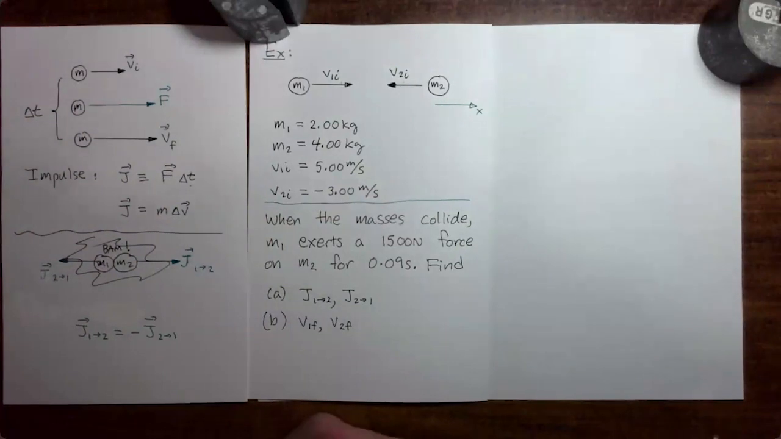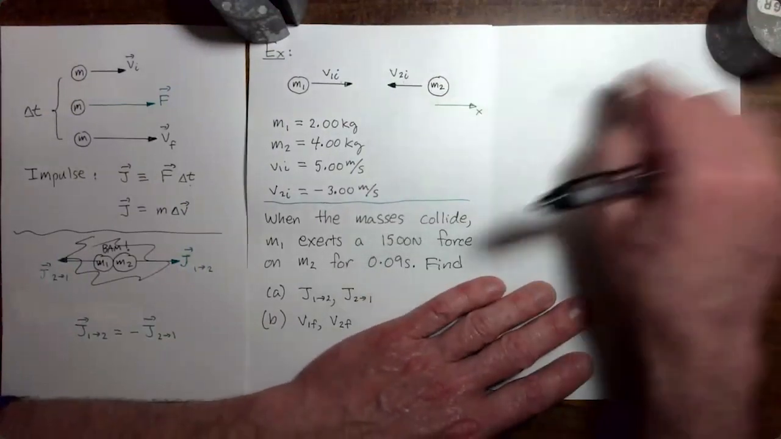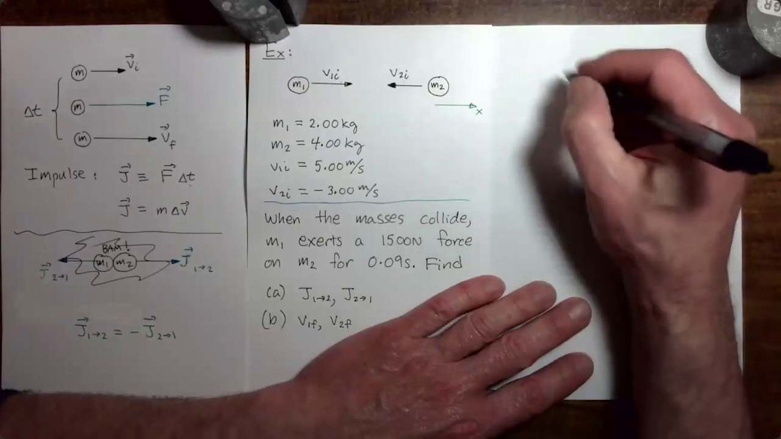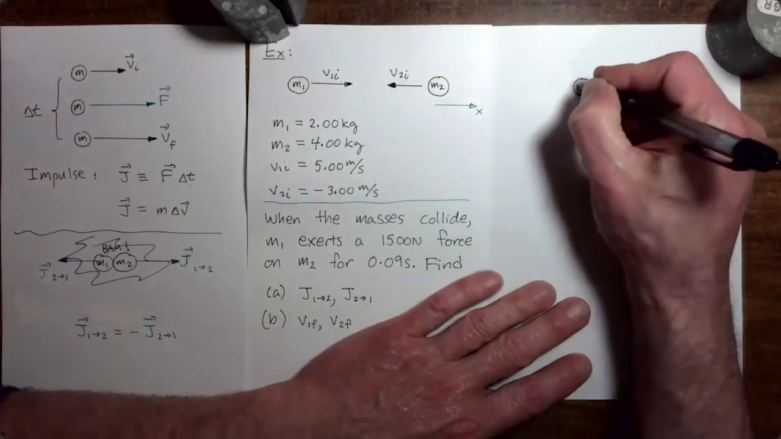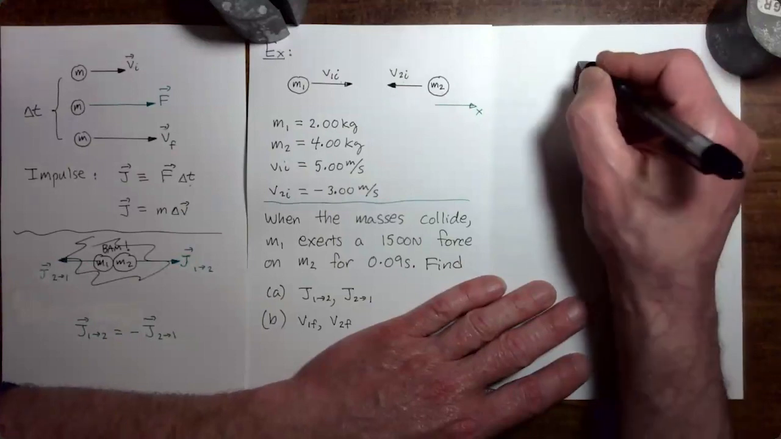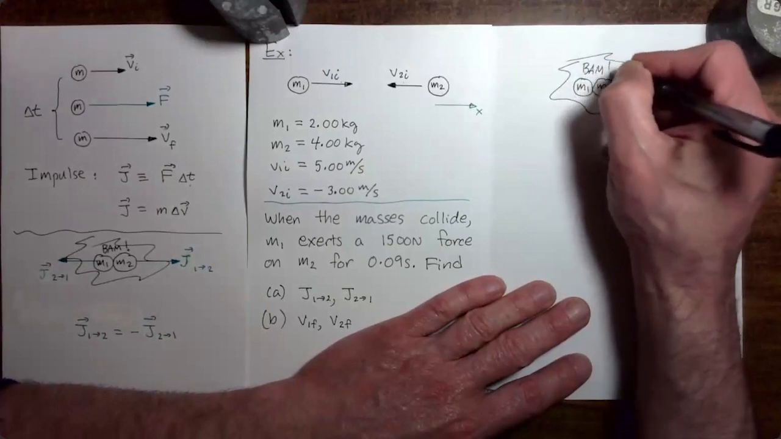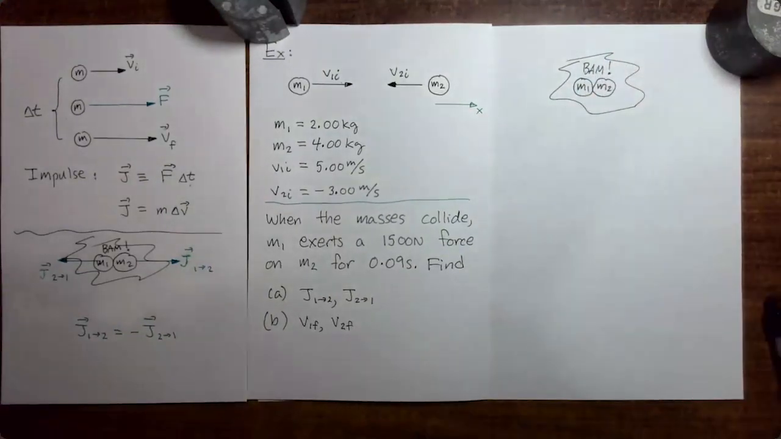Before we go to the solution, let's draw a figure so we can keep track of everything that's going on here. So here is our initial situation over here. In the next figure over here, let's illustrate the collision. So I have mass 1 and mass 2 colliding with each other. And let's draw in a BAM so that we know they're colliding.